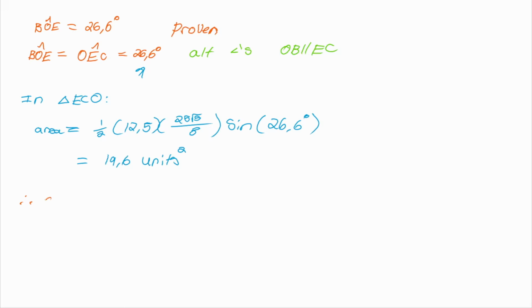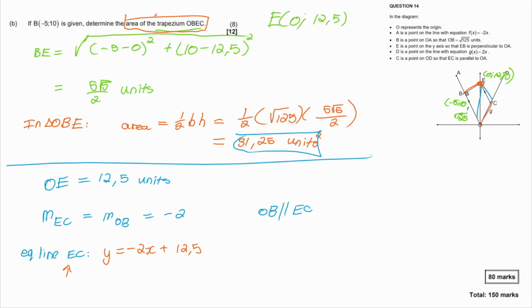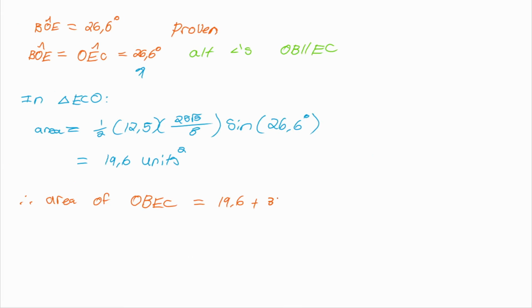So we say therefore the area of OBEC is equal to 19,6 plus, where was the area of the other triangle? Over here, 31,25 units squared, which is equal to, we add these together. So if we add those together, we get 50,9 units square.